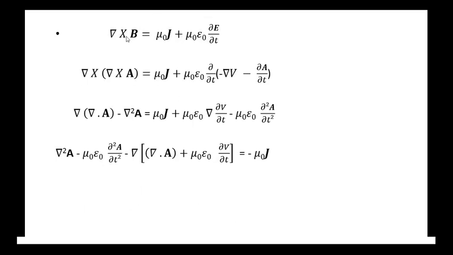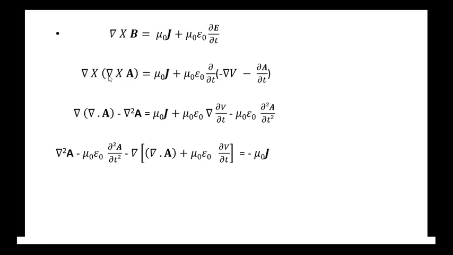What is Ampere's law? Del cross B is equal to mu 0 J plus mu 0 epsilon 0 dou E by dou T. Again you can substitute B as del cross A and E as minus del V minus dou A by dou T. Now you can open the brackets. See, here there is an identity, that is del cross A cross B cross C, A cross (B cross C) is equal to (A dot C) into B minus (A dot B) into C.